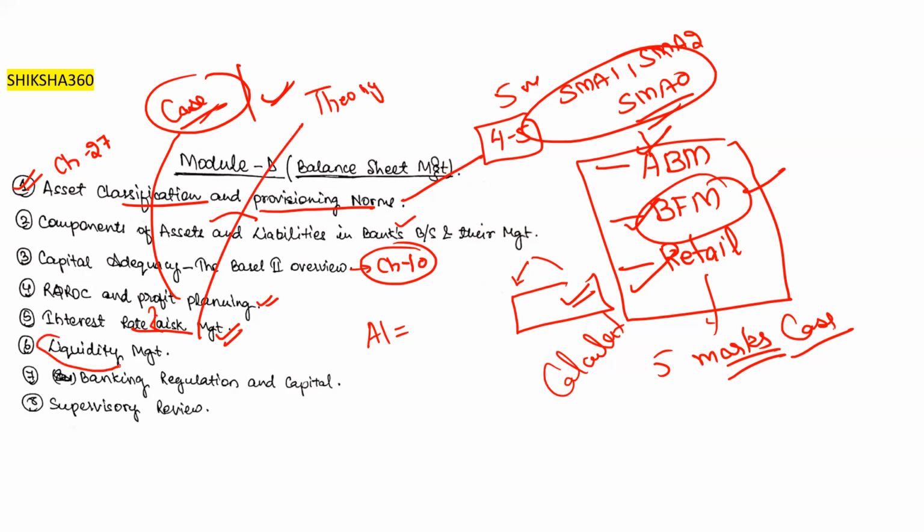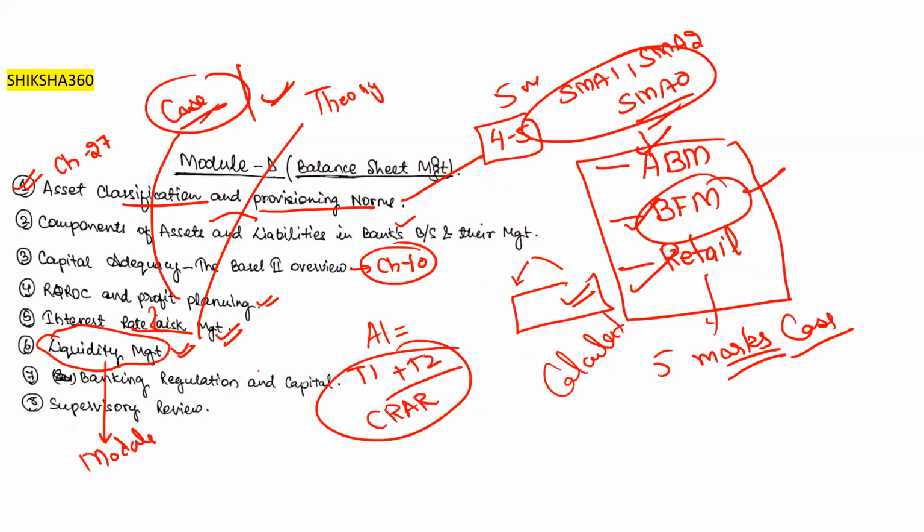Liquidity management is where we have to understand many of the concepts under module B. Here we will discuss some case study type questions, clear, to understand the concept more. Next one is banking regulation and capital. Under that, we have to discuss what is tier 1, tier 2 capital, and how we can calculate CRAR, clear. All these things we have to understand under this chapter.